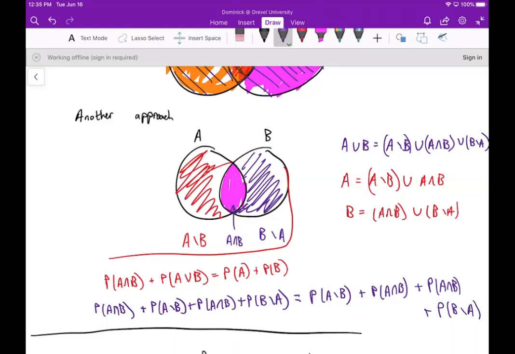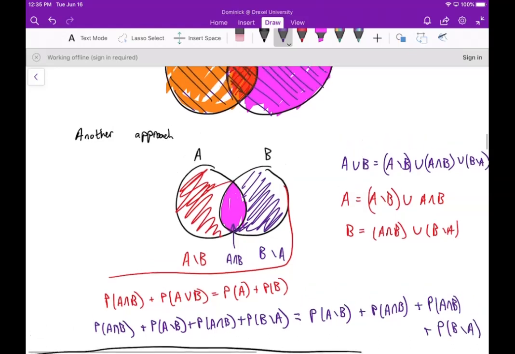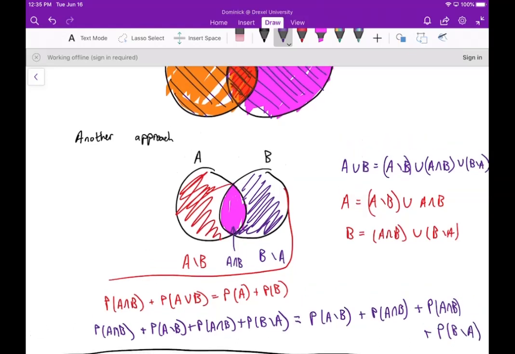Well, now if you look at the left and right-hand sides, you have the same thing because you have the probability of A minus B and the probability of B minus A on both sides, and then you have two probabilities of A intersect B on both sides. Right, so it might be a little bit confusing, but once you write out the Venn diagram and break it into these disjoint sections, you can show it very easily.